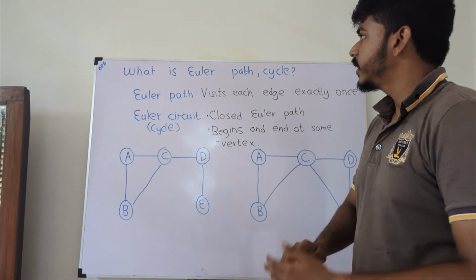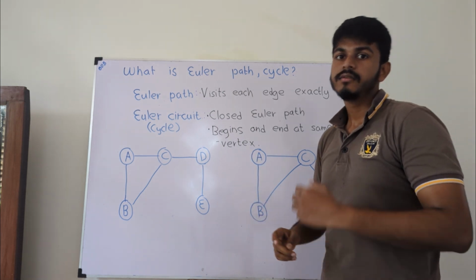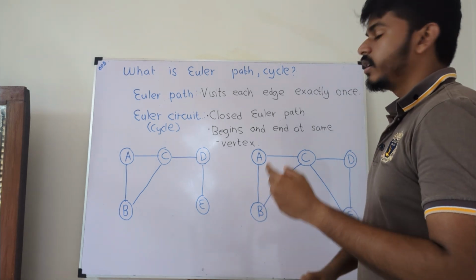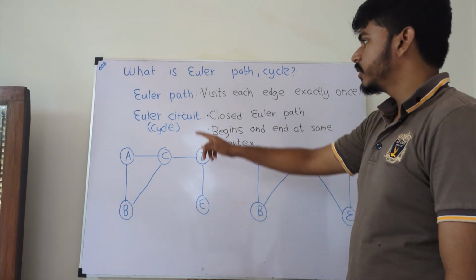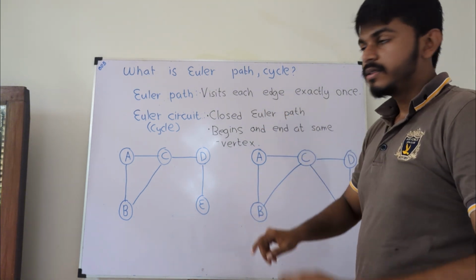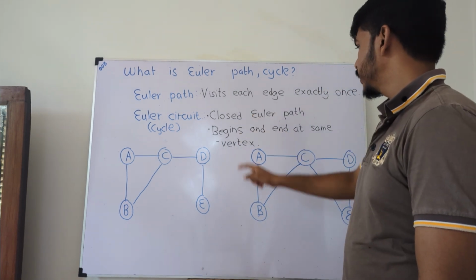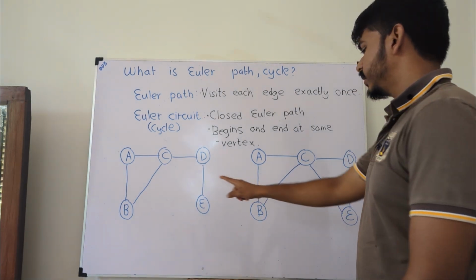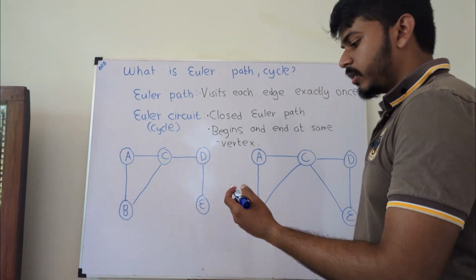So now we will see what is a Euler path and a Euler cycle. Euler path is a cycle that visits each edge in a graph exactly once. If the starting and the end vertex in the cycle is the same, then that is called an Euler circuit, which is a closed Euler path. This Euler circuit is also an Euler path, but it is closed because it starts and ends at the same vertex.